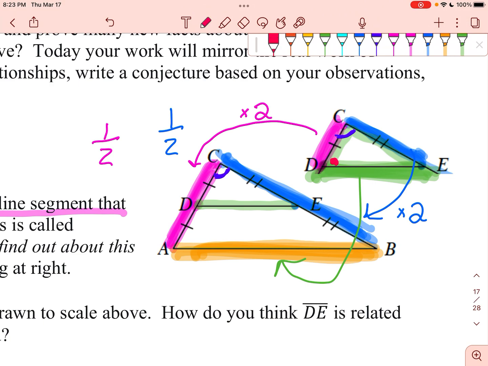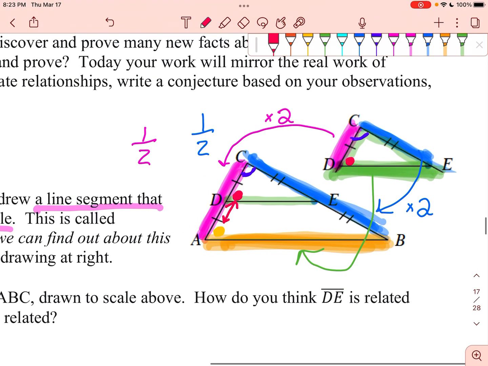Because the triangles are similar, the angles are congruent. In other words, this red angle is equal to this yellow angle. And if those two angles are equal to each other, they're corresponding. So if corresponding angles are congruent, then the lines have to be parallel. And what we just proved is that this green line is parallel to this orange line.